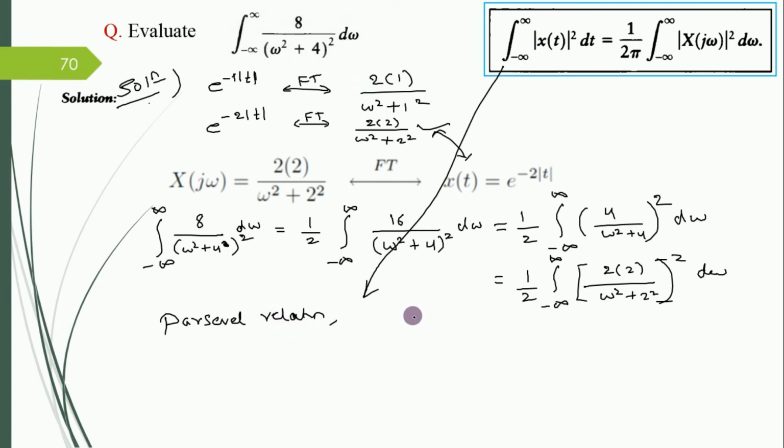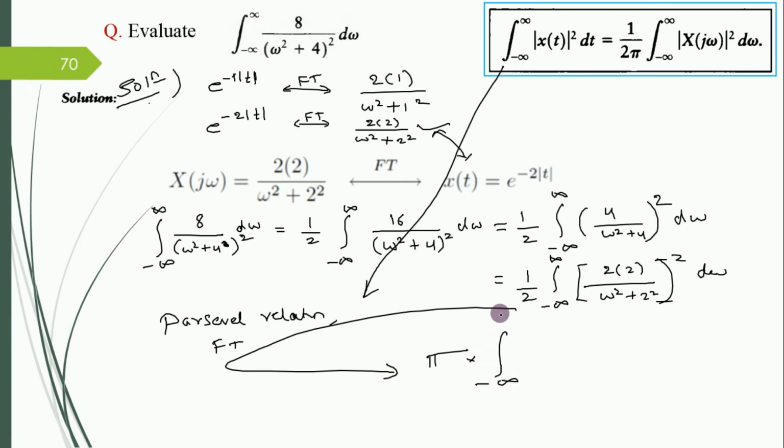So what I do is, I take its Fourier transform and write it as, in the frequency domain I am having 1 by 2 pi, but here I am having only 1 by 2. This pi I'll take to the other side, in the time domain, into integration from minus infinity to plus infinity |x(t)| whole square dt.